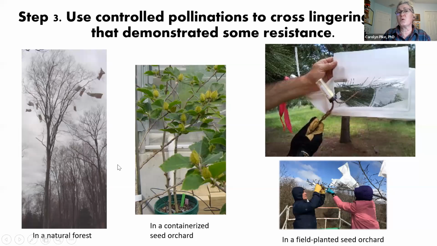The next step, though, is really important too, and this can be done by partners or by scientists. Really, anybody can do tree breeding. You have to use controlled pollinations, in this case, to cross lingering trees, those that you've screened and determined have some resistance traits. So this is really the same for any taxa. It can be more difficult to do on others.